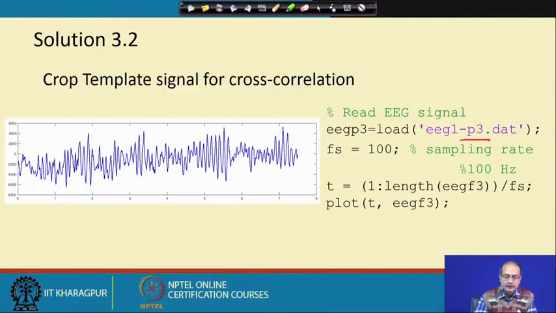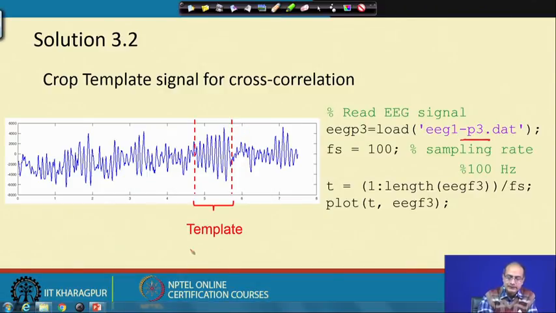Here we get that channel, and with the help of an expert we select this part. Please keep in mind, the selection of the template is a very crucial operation, and someone who knows that waveform should select it. Okay. So, the success of the technique completely depends on that template. Once this selection is done manually, this part starts between 4 to 5 seconds and ends between 5 to 6 seconds.